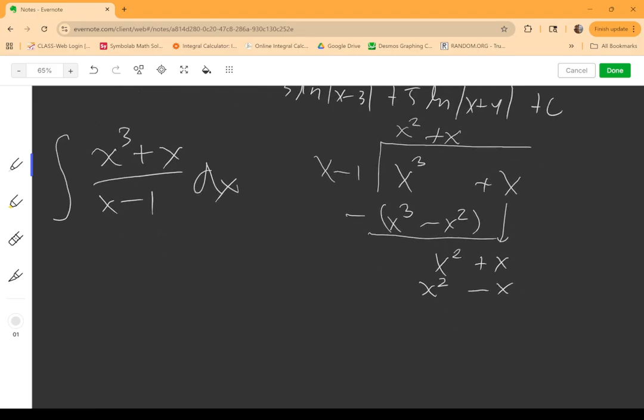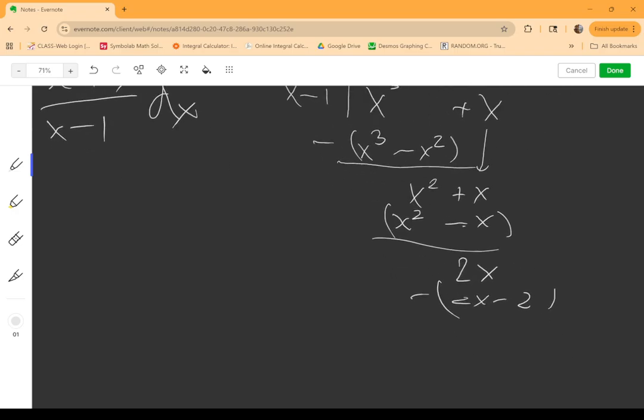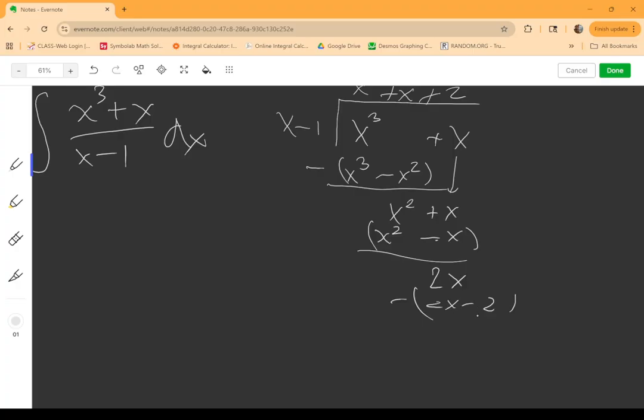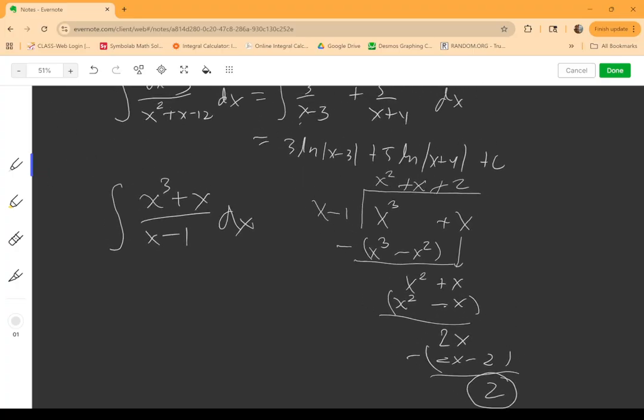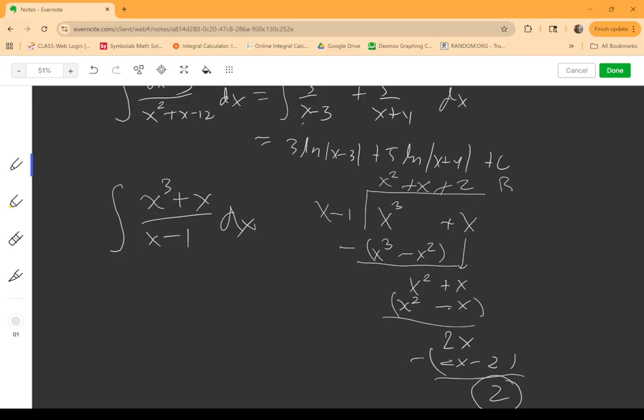Subtracting, here we get 0, and then plus x, so we get 2x. And then we can do this one more time, because what can I multiply x by to get 2x? That's a positive 2. So we get 2x minus 2. And subtract, and this becomes 0, and then plus 2. That becomes our remainder. So we get our quotient, with a remainder of 2.